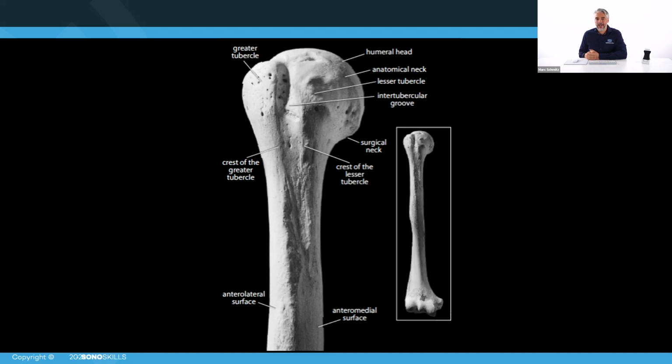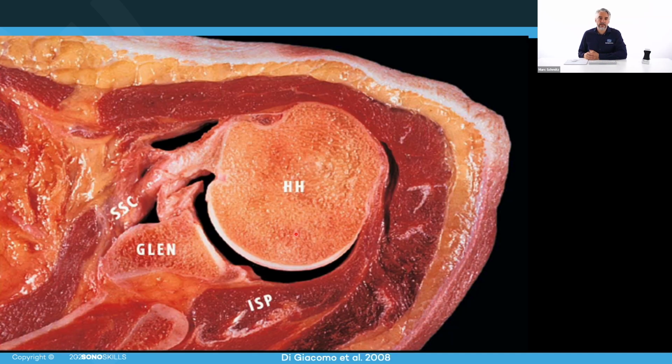So if we are talking about the start of the shoulder protocol, let's always start with the biceps, the long head of the biceps, which you can find within the two tubercles, the lesser and major tubercle. And in between, you can find the groove containing the long head of the biceps tendon. And then you can see a rough area right here. And that's the attachment point for the pectoralis major tendon.